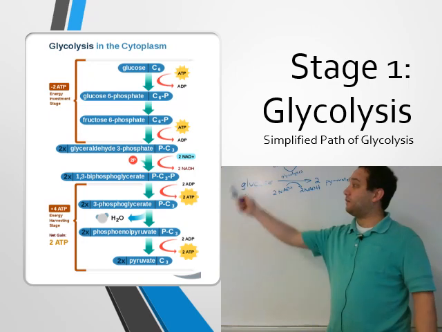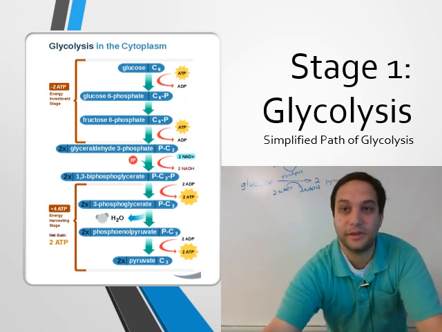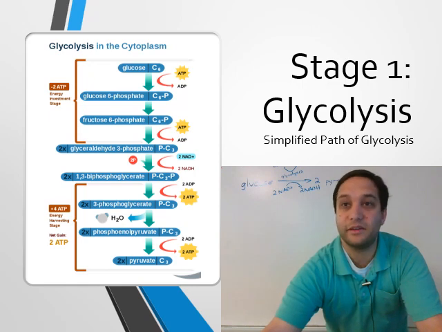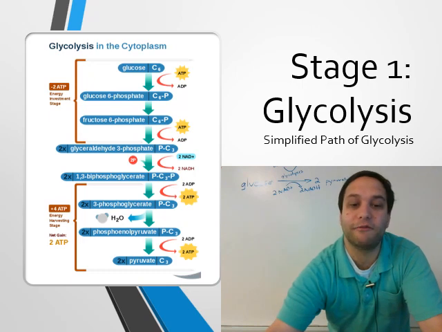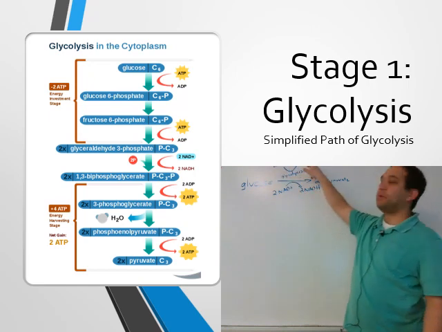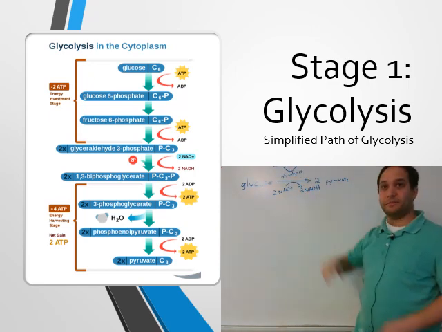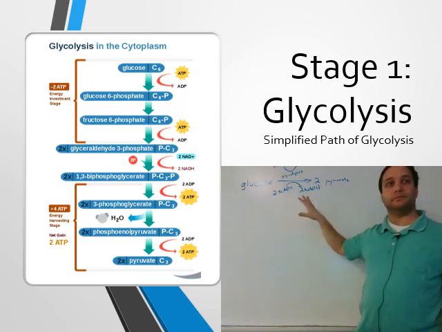Okay, so take a look at what's on the slide right now. You've got 2 ATP come in, 2 ADP go out. So that is 2 ATP are made here for the first step. But then at the end, you've got a total of 4 ATP being produced. So you've used a net total of 2 ATP, and you've produced a net total of 2 ATP. That's all step 1.